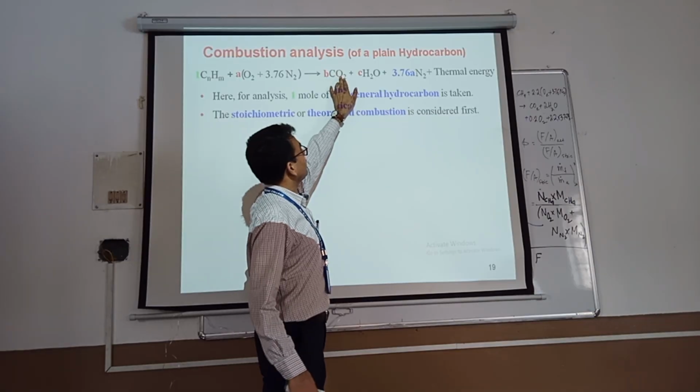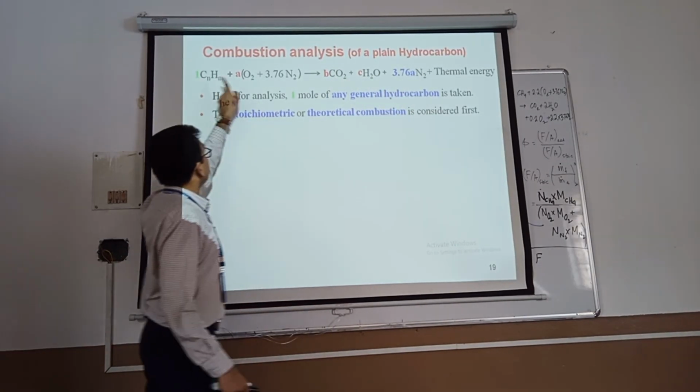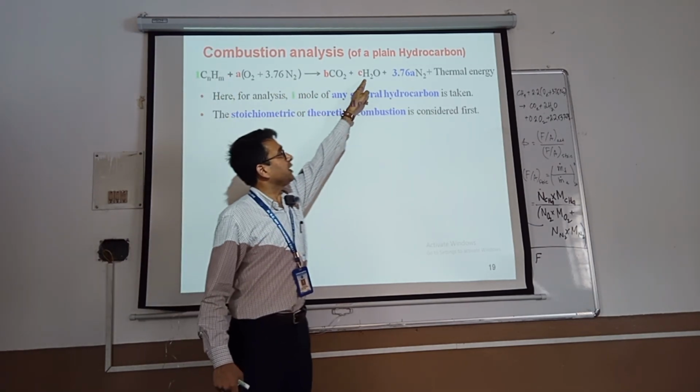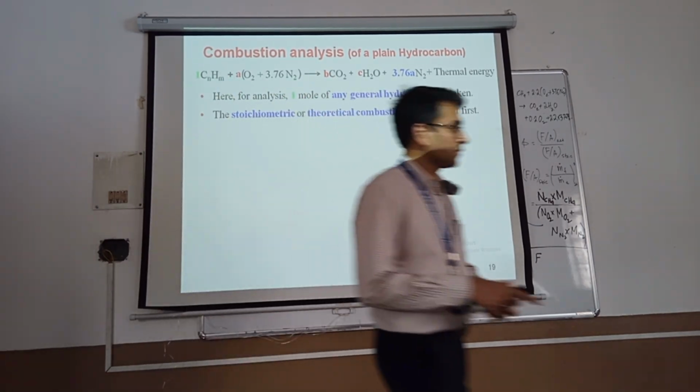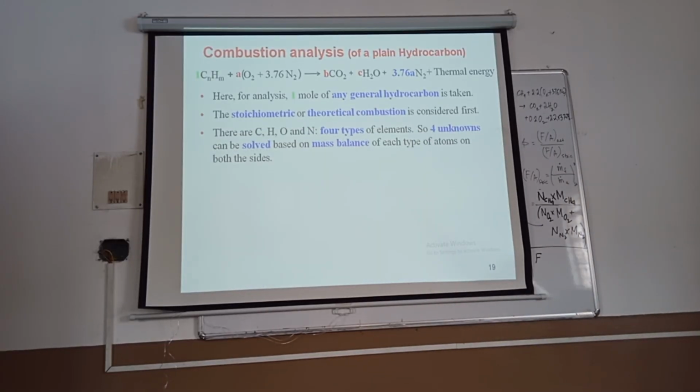So that means all the oxygen will be absorbed in CO2 and H2O. There will not be any excess oxygen. All the carbon is converted to CO2, all the hydrogen is converted to H2O. Okay, is it clear? That is theoretical. Next, there are carbon, hydrogen, oxygen and nitrogen atoms. Four types of elements are there as you can see. So four unknowns can be solved.